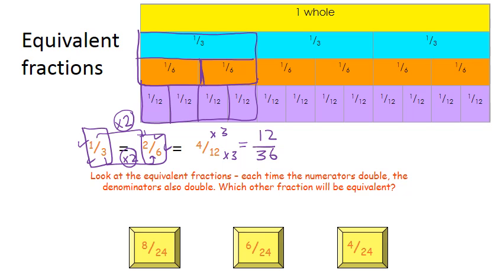Not only multiplication, I can also divide. So for example, if I have 8 over 12 and 4 over 6. How did the 8 become 4? It's divide by 2. 12 divided by 2 is 6. So yes, those are equivalent fractions.